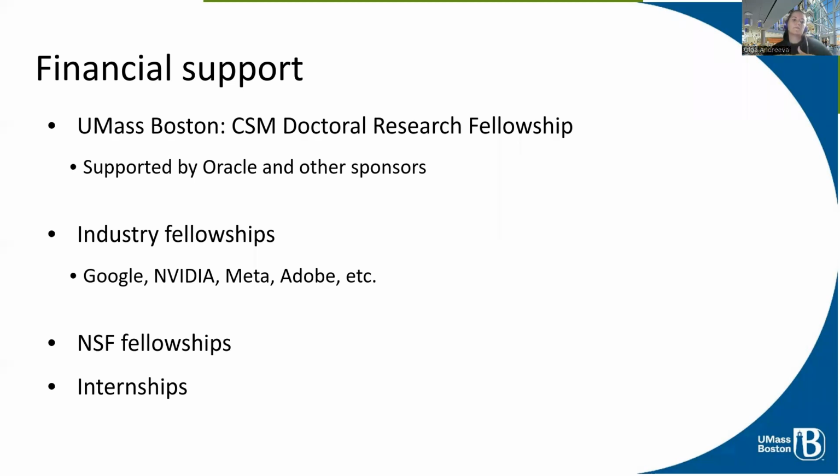And another part is internships. So if you work in the summer, try to get a paid internship. Most internships in CS are paid, so it's not that hard to find a paid internship. And they pay a really nice sum of money for the summer so that you can cover the cost of living or the cost of healthcare.